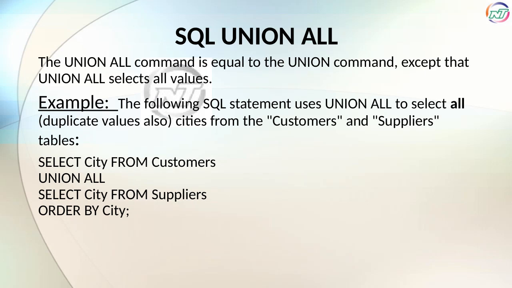The union all command works like union, but instead of removing duplicates, it includes all values, even if they appear more than once. In this example, the SQL statement selects cities from both the customers and suppliers tables and combines them with union all. This means if a city appears in both tables, it will show up twice in the result set. The query sorts all the cities in order, making it easy to see every occurrence from both tables without filtering out duplicates. This can be useful when you want a complete list that includes every entry, not just unique ones.